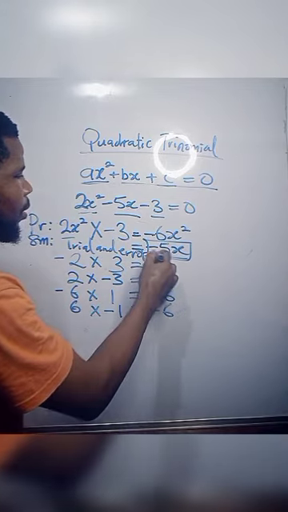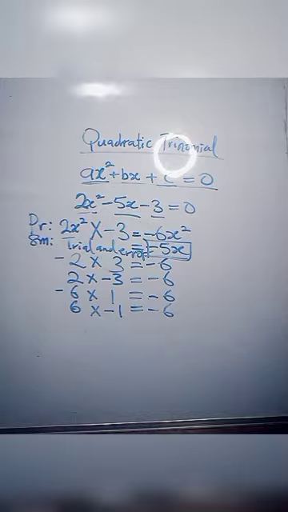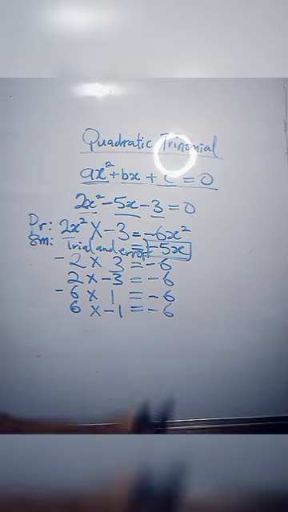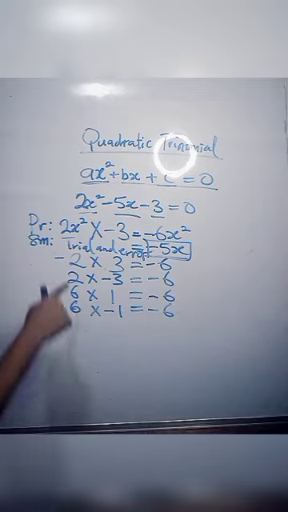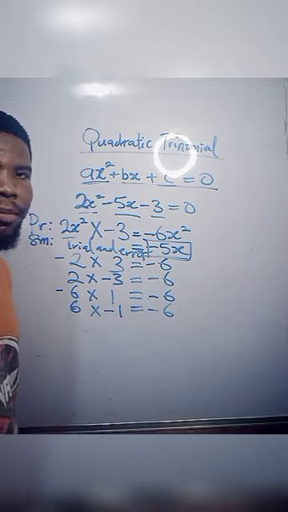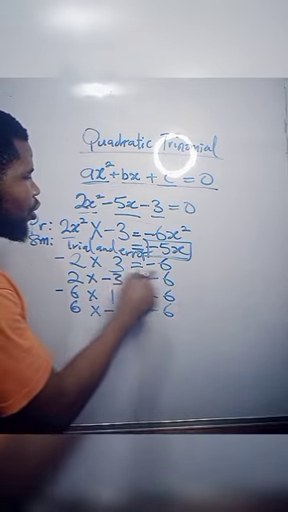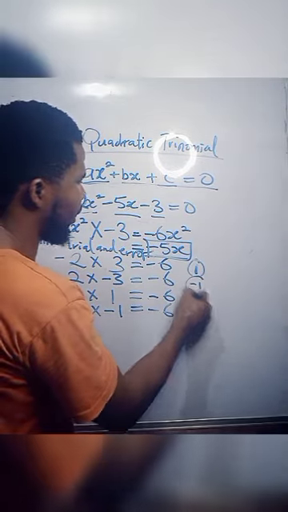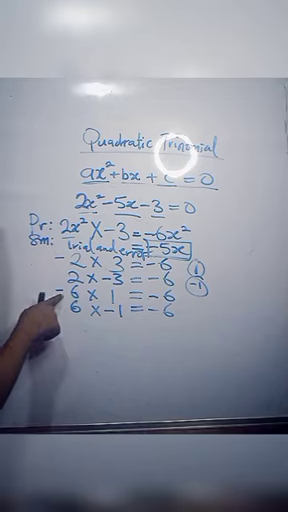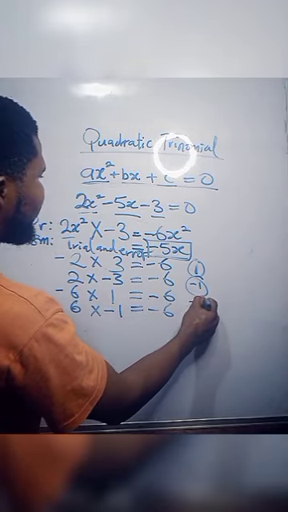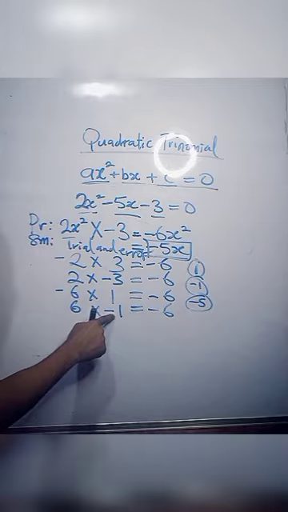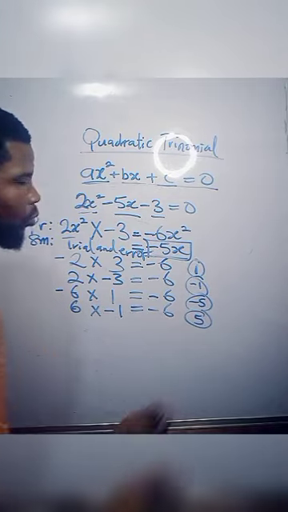Now, out of this product, which of them, when you add them together, will give you our sum? Remember our sum? Minus 5x. Or let's just leave minus 5 first. Let's leave the variable first. So minus 5. Out of these numbers I have here, which of them will I add and I'll get minus 5? You know that minus 2 plus 3 cannot give me minus 5, right? Minus 2 plus 3 will give me 1. Now 2 minus 3 will give me minus 1. Now, minus 6 plus 1 will give me minus 5. Now, 6 minus 1 will give me 5.